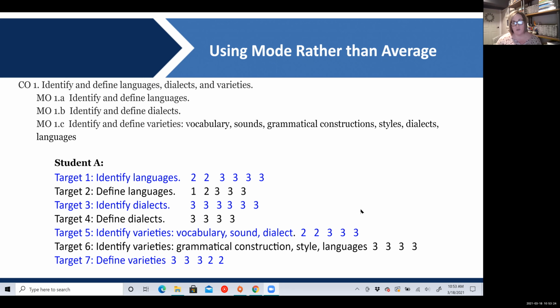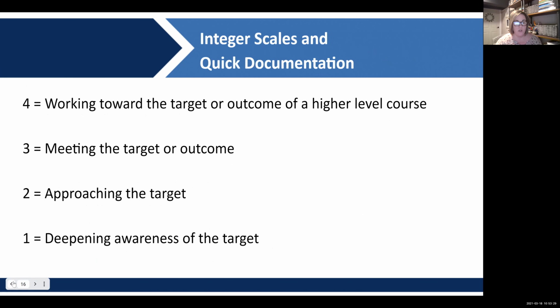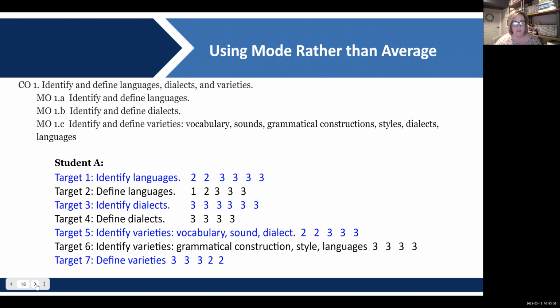When I use an integer scale of 4, 3, 2, and 1, much like you see here, I can document student progress toward those targets and outcomes lesson by lesson. And rather than averaging all of those numbers together, I can simply look at this collection of data and get a sense of which number is repeating most often. For this particular learner, the number 3 seems to be repeating most often.